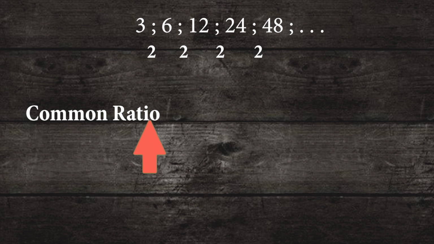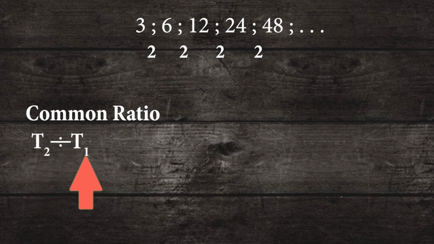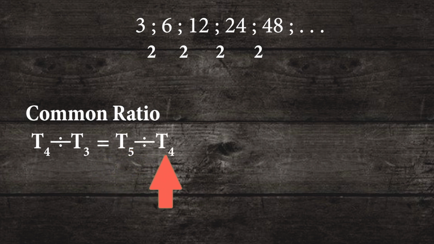This answer that is the same when we divide consecutive terms is called a common ratio. When we have a common ratio, this series is a geometric series. So a geometric series has a common ratio, and that is when we divide consecutive terms. That means that when we take term 2 divided by term 1, we get the same answer as term 3 divided by term 2. It will be the same answer for term 4 divided by term 3, and for term 5 divided by term 4, because a geometric series has a common ratio.